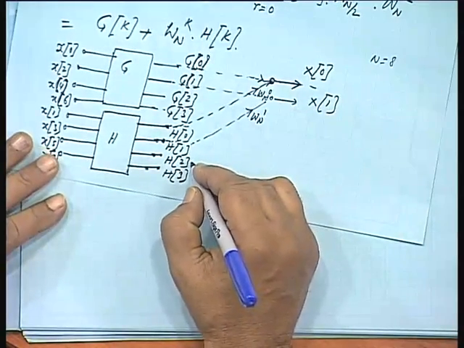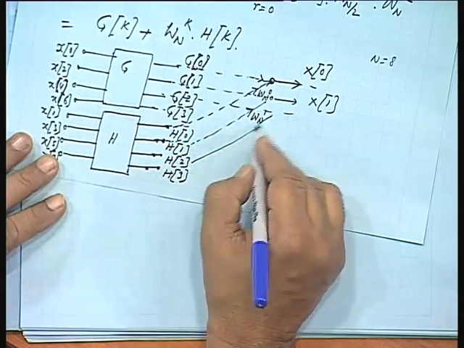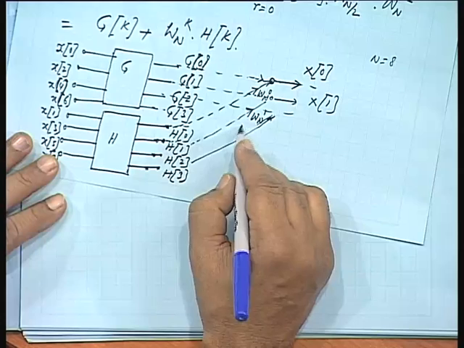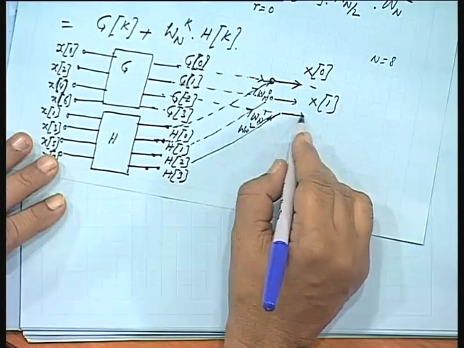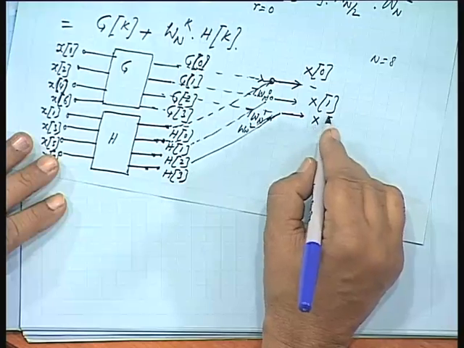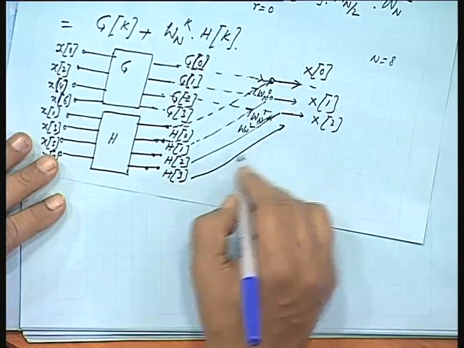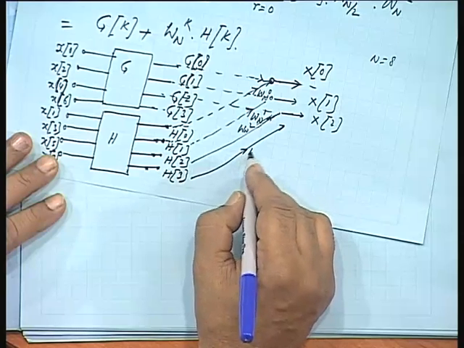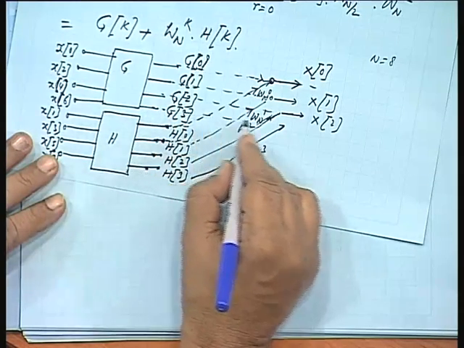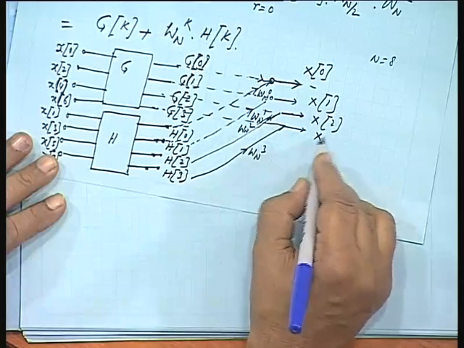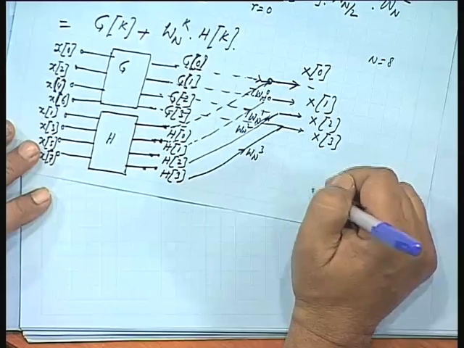Similarly, H2 has to be multiplied by W_N^2, and then added with G2, that will give me X2. H3 is to be multiplied by W_N^3, then added with G3, that will give me X3. It is fine. What about X4, X5, X6, X7?